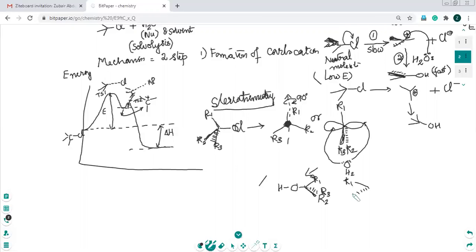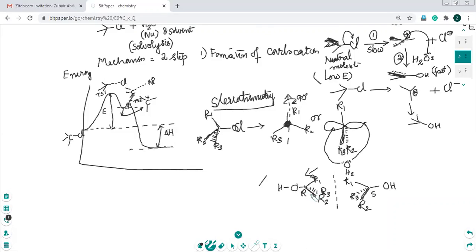R3 and R2. Okay, and OH is on the opposite side. So look here, these are mirror images of each other. So you have equal probability of getting these two products. If one is R, the non-superimposable mirror image of this will be S. If this is R, this has to be S.